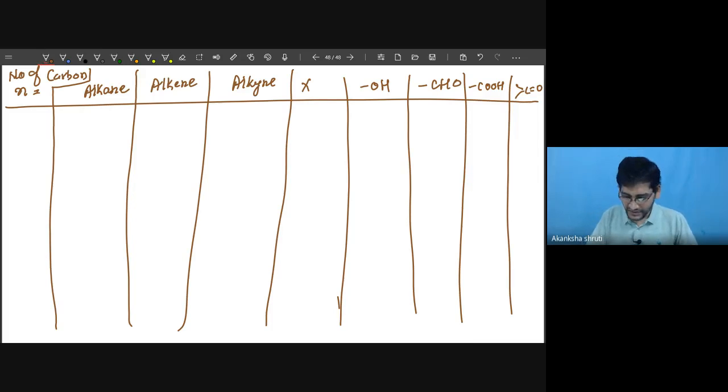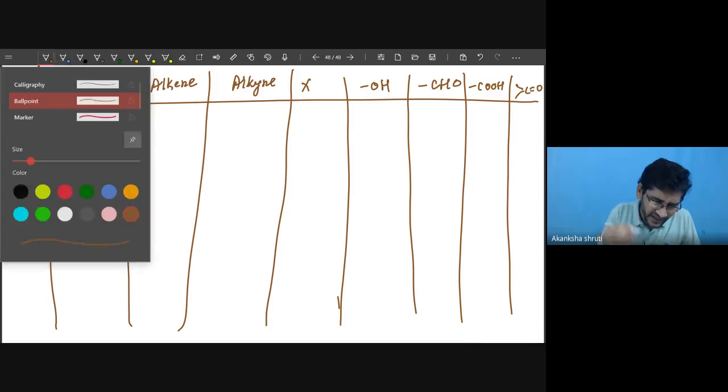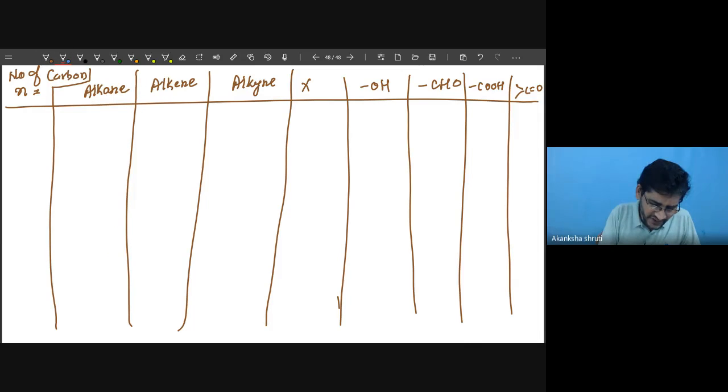Okay, just understand any one. For others, you can fill the table by yourself. Let us take the number of carbon atoms as 1, means n is equal to 1, means a one-carbon-containing molecule. Whether it is possible, what is the name, what will be their structure, those things we will write.